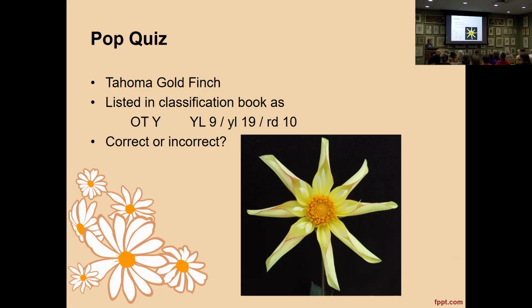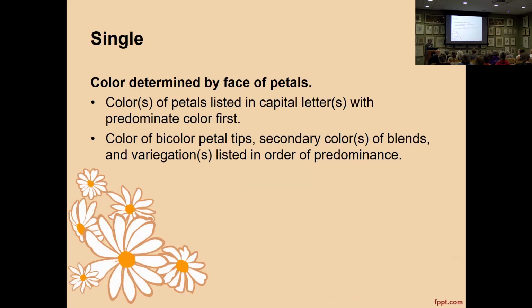Does everyone know what picotee is? Picotee is the outline, and picotee is not listed on a color chip in the classification book, ever. If it's more than a picotee, then it's a blend or a bicolor. But just a picotee isn't listed. A single. Color is determined by the face of the petals.